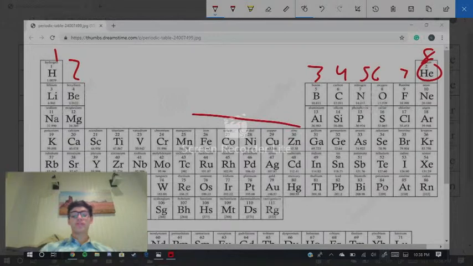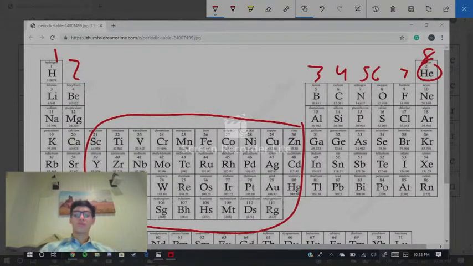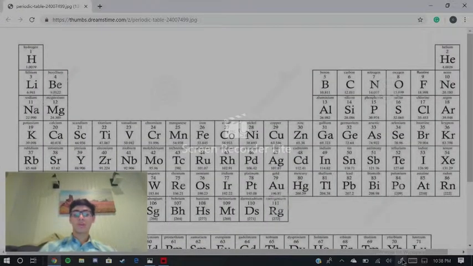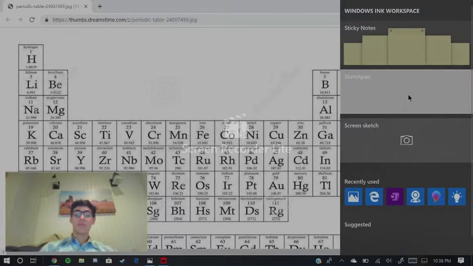You've probably noticed that I've skipped this big block of transition metals. This is because their electron configuration isn't something JV chemistry students need to know yet. So let's start with something easy, methane.